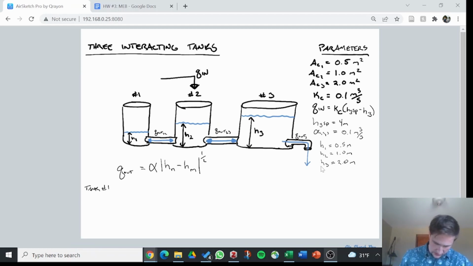And we have that our flow rate from tank 1 to tank 2 is going to be the proportionality constant from 1 to 2, and then the difference between the height of tank 1 minus the height in tank 2, and that to the square root, or to the 1/2 power.